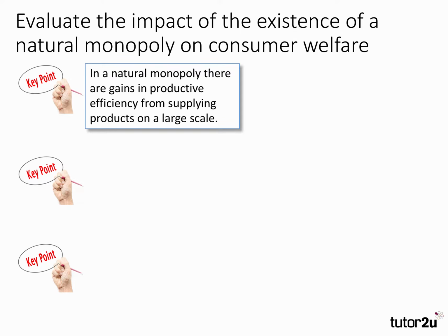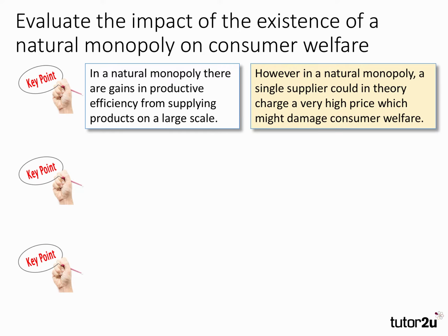In a natural monopoly, there are gains in productive efficiency from supplying products on a large scale that hint at an improvement in consumer welfare. However, in a natural monopoly, a single supplier could in theory charge a very high price which might damage consumer welfare. And at this point, of course, you could support your answer with an analysis diagram.